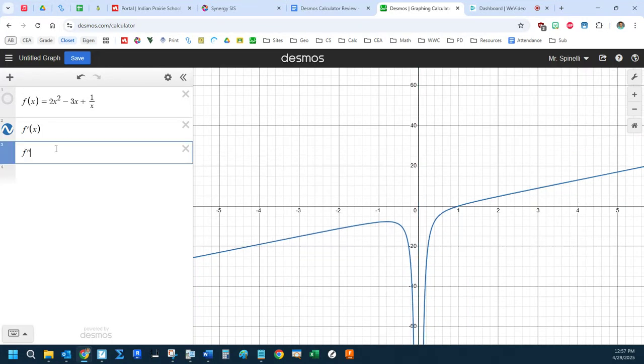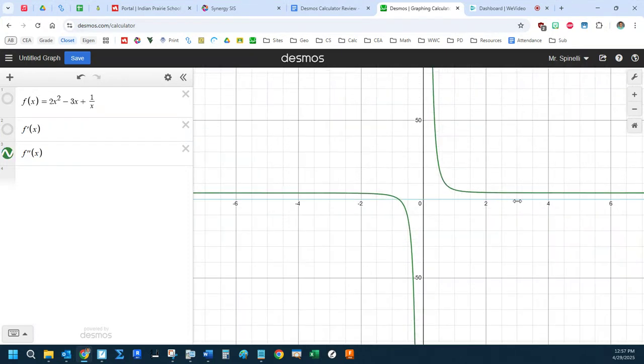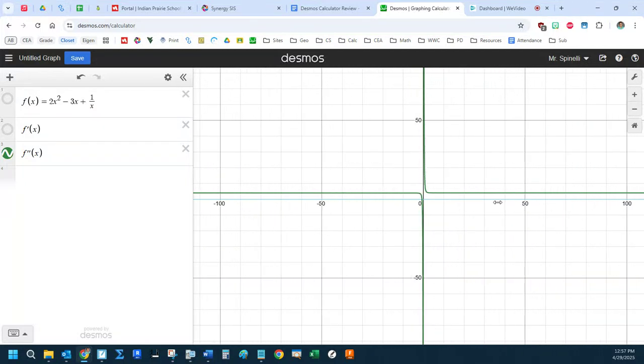And then, of course, if I want, I can graph f double prime. So I can look at the behaviors to determine concavity. So this tells me I'm concave up to the left of this x value right here, concave down to the right of it, stopping, of course, at 0. And then it appears I am concave up for all positive x values for this problem.